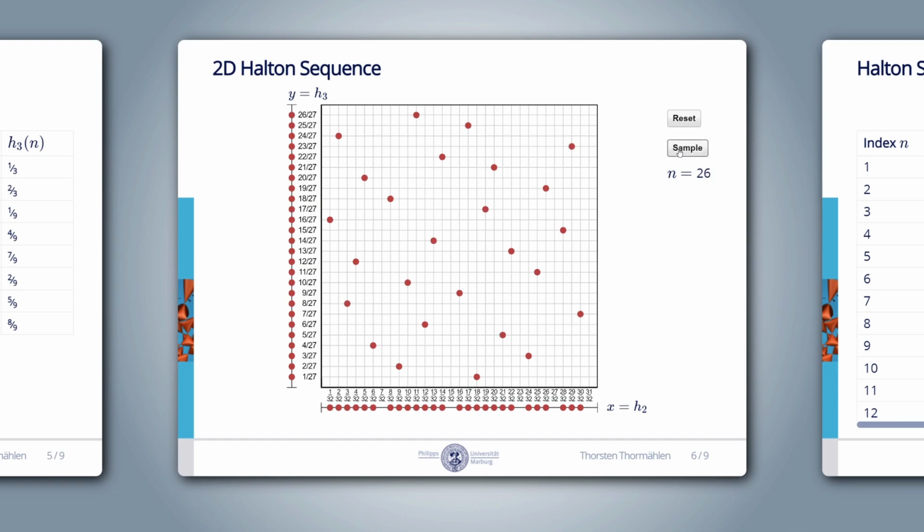When n equals 26, we have covered all multiples of 1/27 in the y direction. However, you see here in 2D that not all 2D grid positions are covered with sampling points. True, every sampling point is on the grid, so there is some regularity, but the grid positions are sparsely populated and there is no obvious pattern.